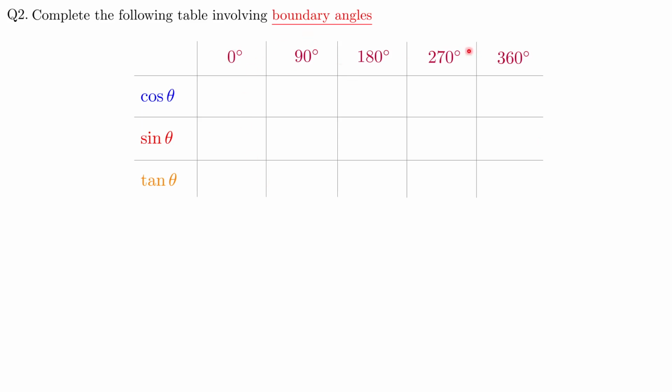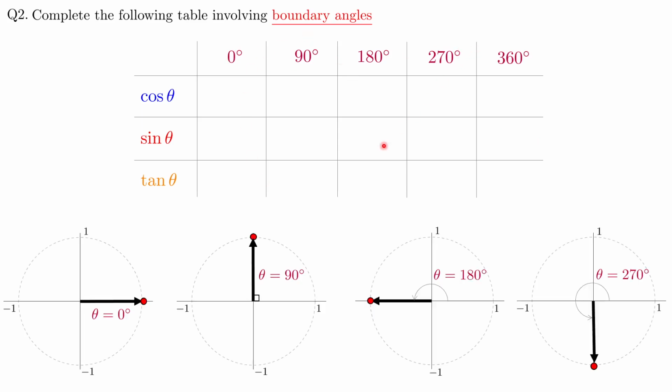So these angles are called boundary angles because they sit on the boundaries of the 4 quadrants in our ASTC diagram. For example, here's 0 degrees. You can see that it's lying on the boundary, and 90 is on the other boundary, 180, and 270. Okay, so let's try and figure out how to fill in this table, and resort back to the most important understanding from the theory.